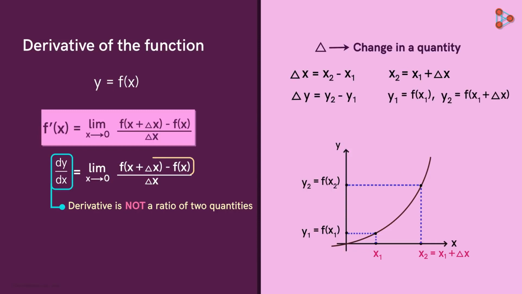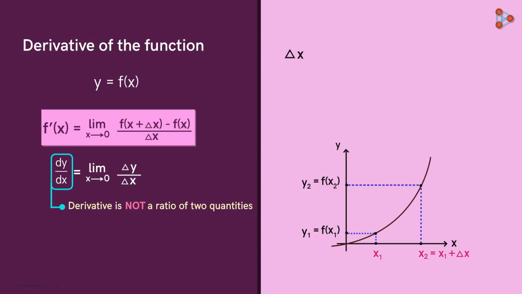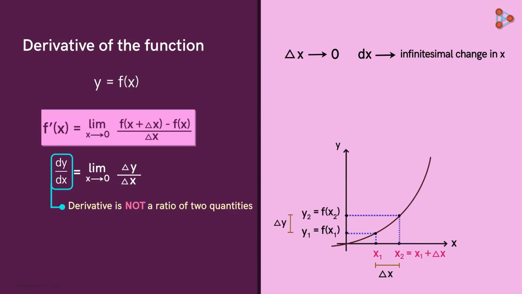Therefore, the numerator here can be denoted as delta y. Now delta x tends to 0 means the change in x will get very, very small, close to 0. We say that the change is infinitesimal. We denote this infinitesimal change in x by dx. Now we see that as delta x tends to 0, delta y will also get smaller and smaller. So we say that the change in y is also infinitesimal, and we denote it by dy.